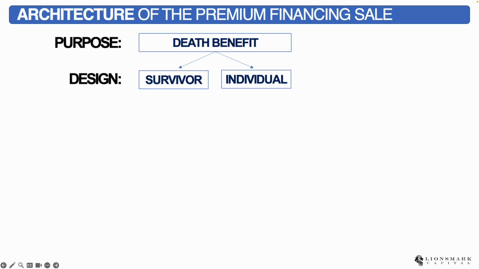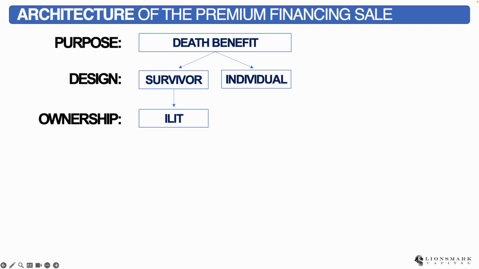Now, once we figure out what the true intent is and we figure out what type of policy they're going to use, survivorship or individual, then we need to talk about ownership, right? What person or entity is going to own the policy? If we were going to do a survivorship policy for the sole purpose of Generation 2's benefit, typically we want to put that policy inside an ILIT or an irrevocable life insurance trust.